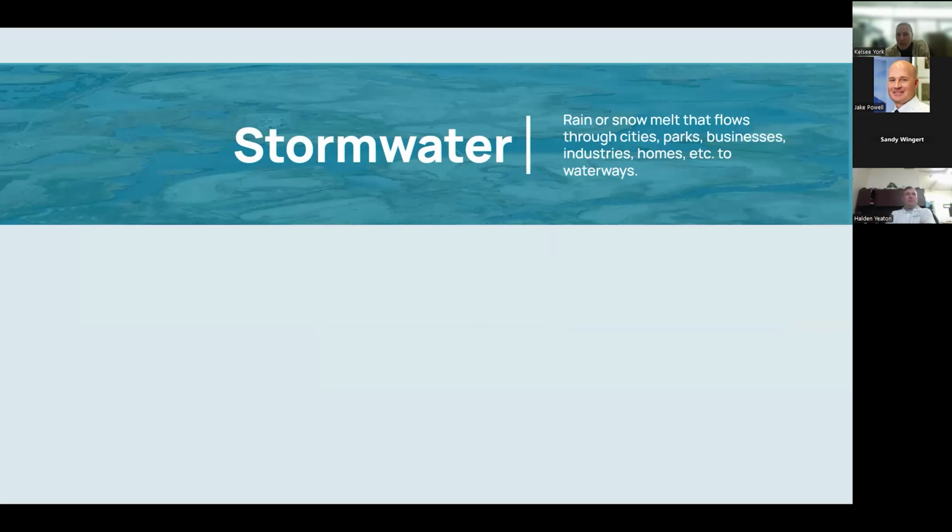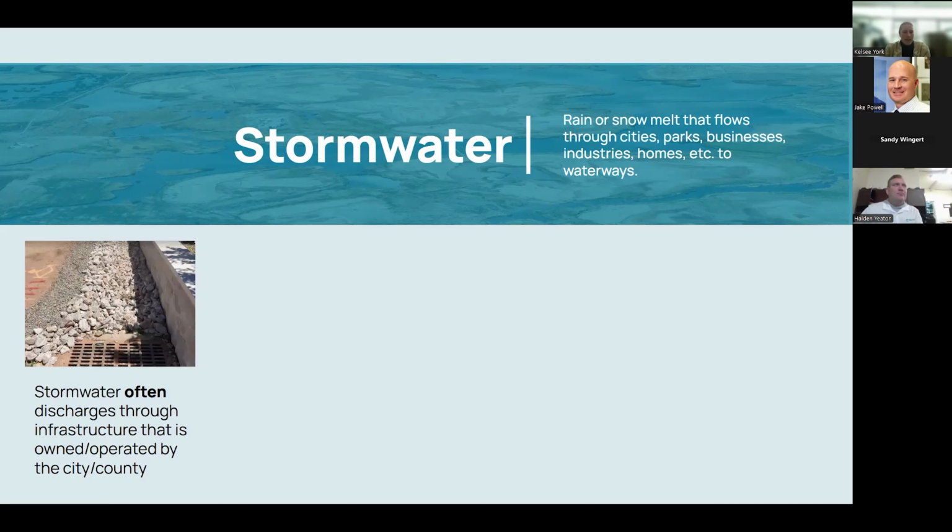Stormwater. I think of it as rain or snow melt that flows through cities, parks, businesses, industries, homes, pretty much anything that goes into the infrastructure, that MS4 system, and then is ultimately discharged to waterways, surface waters, groundwater, rivers, streams, wetlands, all that good stuff. And then I just wanted to go into a couple different facts about it.